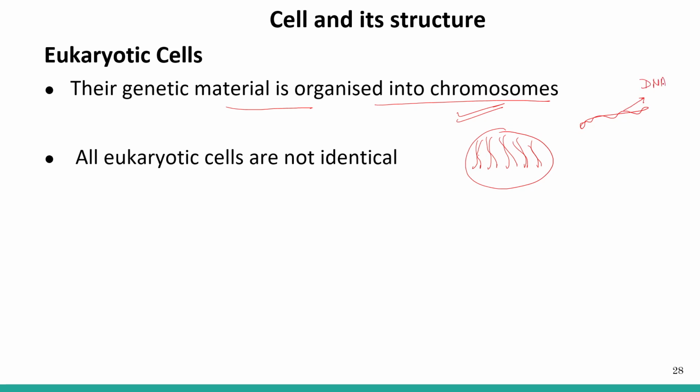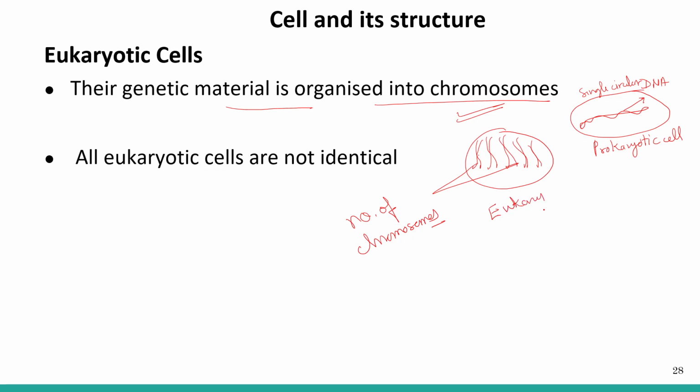But in the case of prokaryote, a single circular DNA is present. Single circular DNA is present in the prokaryotic cell. Okay. Here we have a number of chromosomes in the eukaryotic cell. This is the difference. And this is the nuclear membrane, which is not found in the prokaryotic cell.